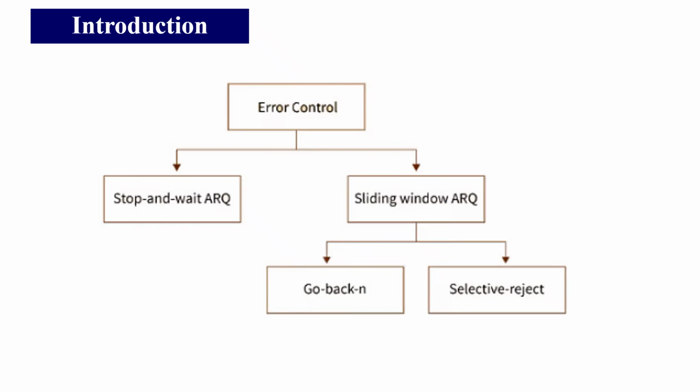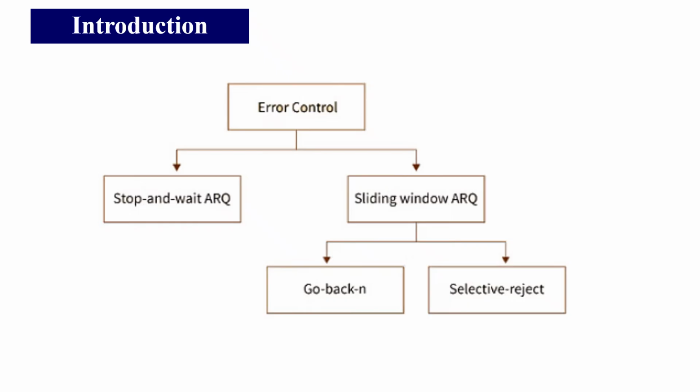In data communication, errors can occur due to noise, interference, or signal distortion. Error control ensures reliable data transfer between sender and receiver by detecting and correcting these errors.